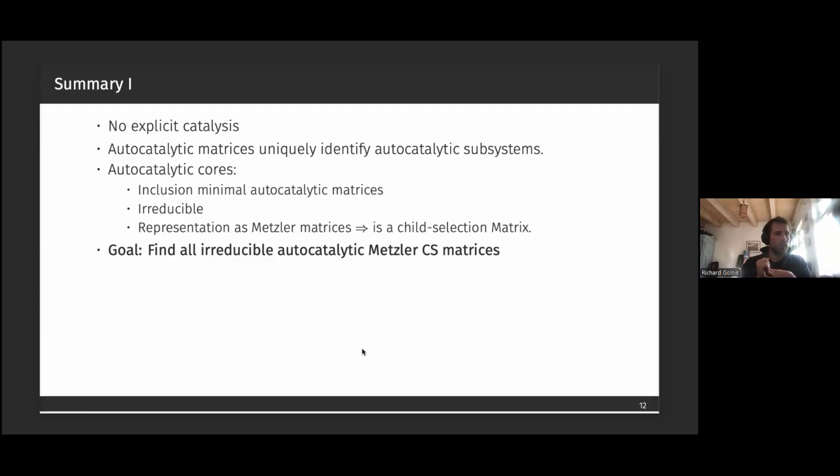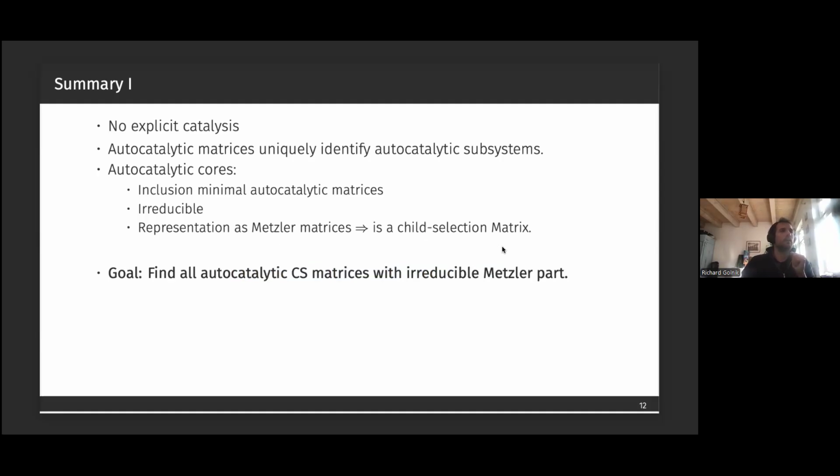So autocatalytic cores satisfy all the properties we were looking for at the beginning, because we set out to find all irreducible autocatalytic Metzler child selection matrices. It turned out that we find all autocatalytic child selection matrices with irreducible Metzler part. So the question is, what is a Metzler part?